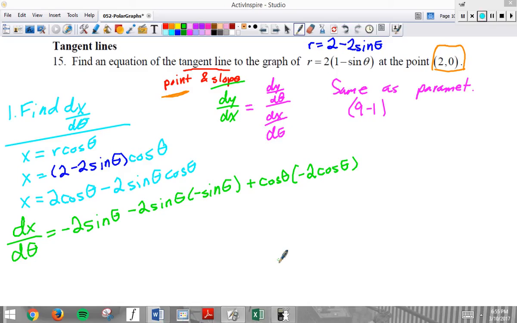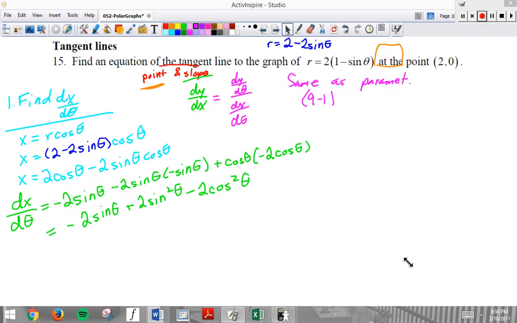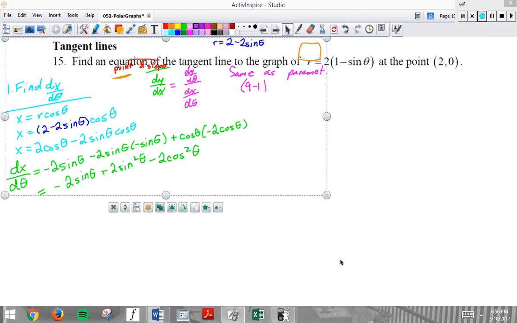I am going to simplify it. Negative 2 sine theta plus 2 sine squared theta minus 2 cosine squared theta. Okay, if you're saying, oh, sine squared, cosine squared, it had to be plus. Don't get happy. That's so disappointing. So hold back your tears. Choke back the sickness in your stomach. We're okay. That's finding dx d theta, part 1.